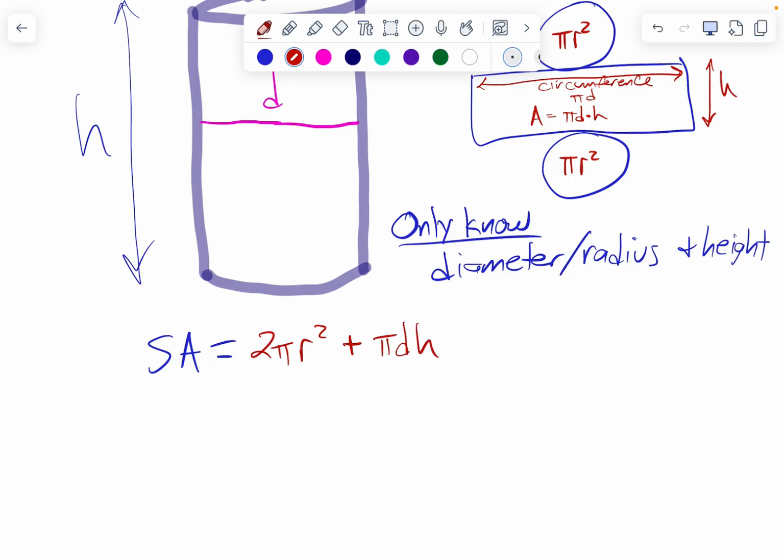2 circles, 2 pi r squared, plus the lateral surface area, which is just an unfurled rectangle. So pi times diameter is the circumference, which is the length of the rectangle. Okay, and then the height is the width. Let's go add that to your note.